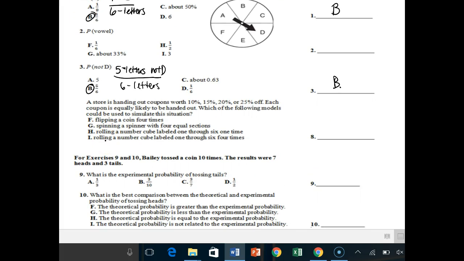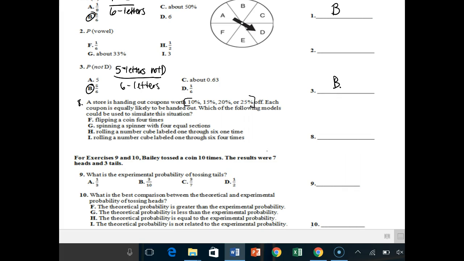I want to take a look at this question. I guess we'll call it 8 by default. A store is handing out coupons worth 10%, 15%, 20%, and 25% off. So 4 different types of coupons. Each coupon is equally likely to be handed out. Which of the following models could be used to simulate this situation? So basically I have those 4 discounts in my hand, and I randomly give you one. Which one of these simulations would represent me randomly giving you one?